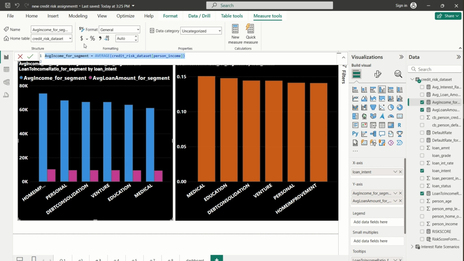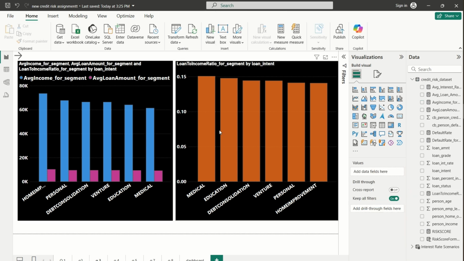So this formula calculates average annual income for each segment in the data set. Next one is average loan amount for segment. So this is the formula for that. So it computes the average loan amount for each segment by calculating the mean of the loan amount column. Next is loan to income ratio. So this is the formula for loan to income ratio. So this formula calculates loan to income ratio by dividing average loan amount by the average income for the segment. The first two measures which we created, it will divide both.